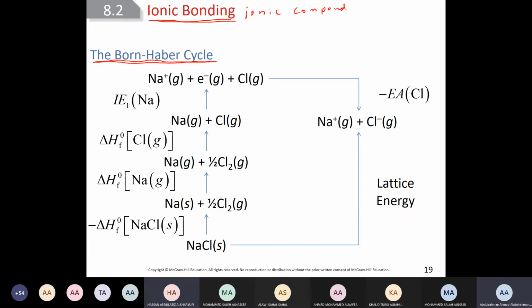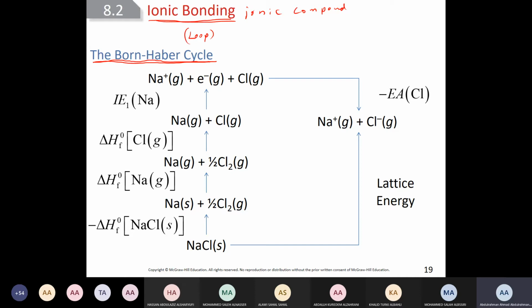Born-Haber cycle. Why did they call it a cycle? Look at the structure here. Because it's a cycle. Can you see the cycle? It's like a loop. That's why they call it a cycle, because it is actually a loop, exactly.